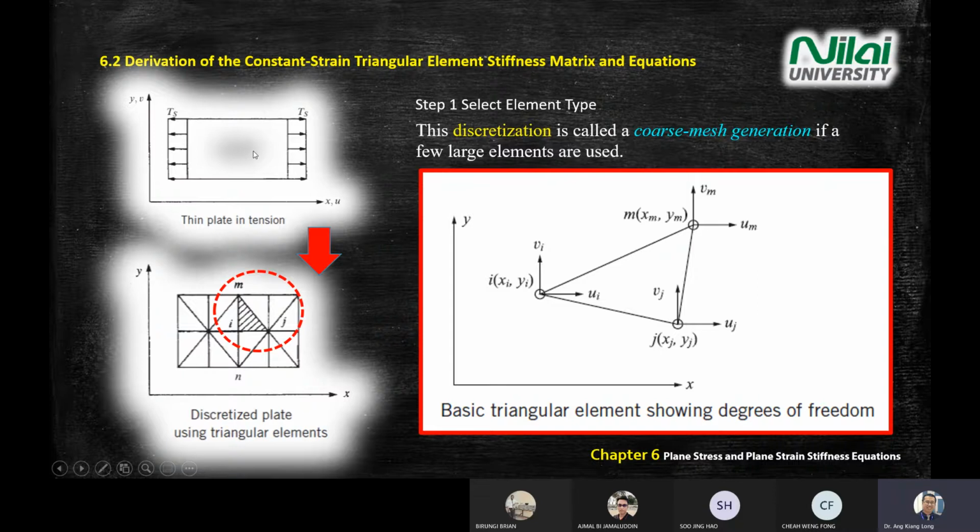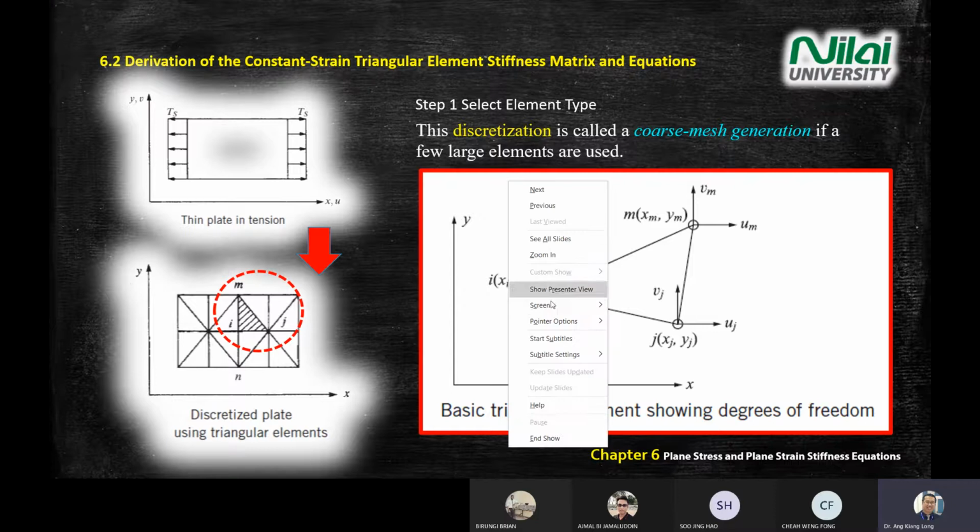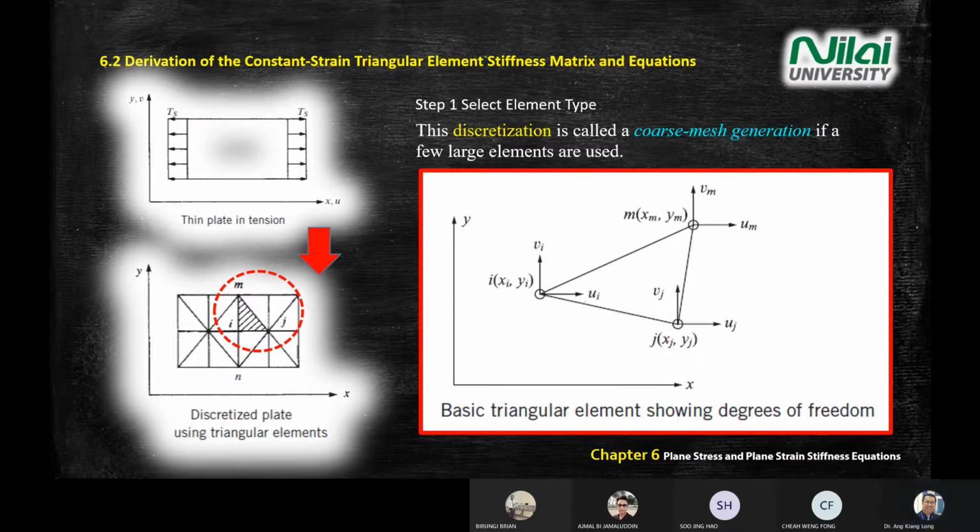The process is called discretization. However, in software we call it meshing. And what is important when it comes to labeling your points is that it should always be anti-clockwise. Just take note, because one question will come up from this chapter in your final exam. So always label your points anti-clockwise.